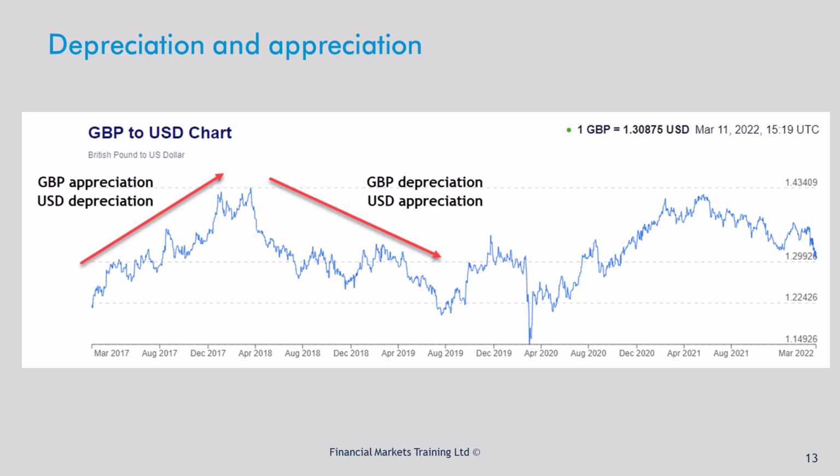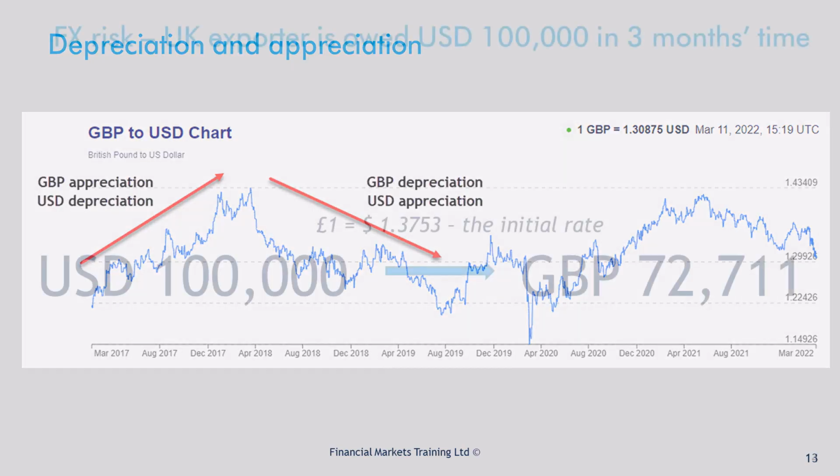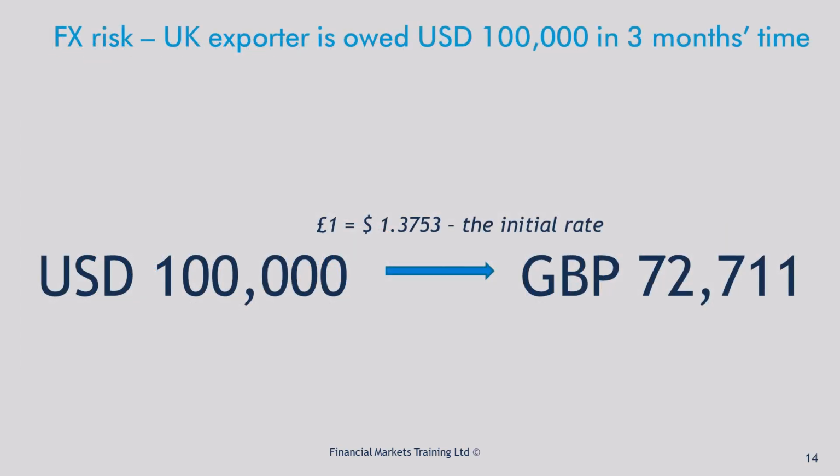It's worth noting that the depreciation and appreciation can only be applied to a single currency pair. It is not necessarily true that if a currency strengthens or weakens relative to one currency, that it will do so against all other currencies. Why might this be useful? We can use this knowledge to think about how domestic currency values of foreign currency assets or liabilities might change as exchange rates change.